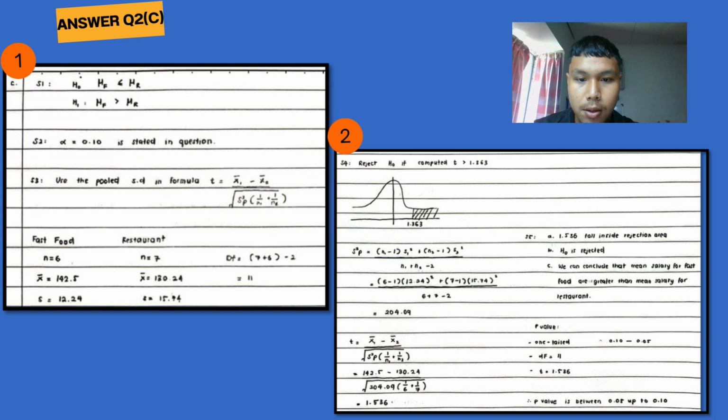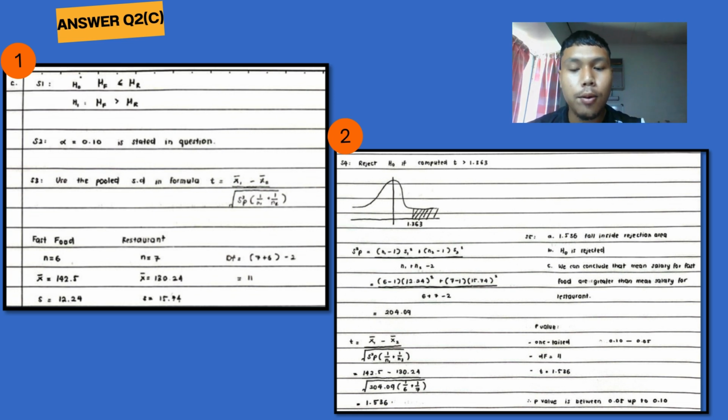So for the T, we get 1.536, which falls inside of the rejection area. So H0 is rejected. We can conclude here that the mean salary for fast food is greater than the mean salary for the restaurant industry. And then the question wants to know what the p-value is.